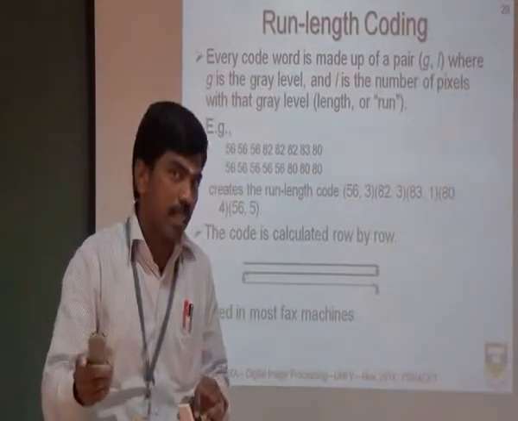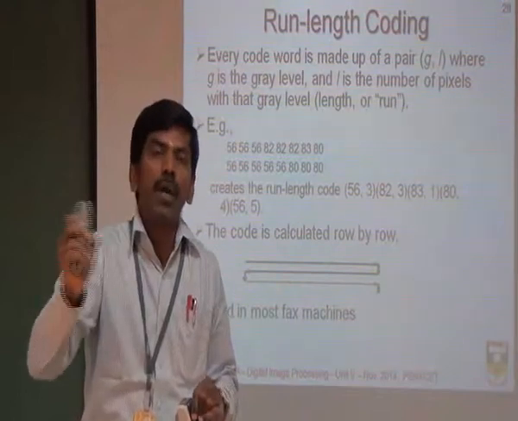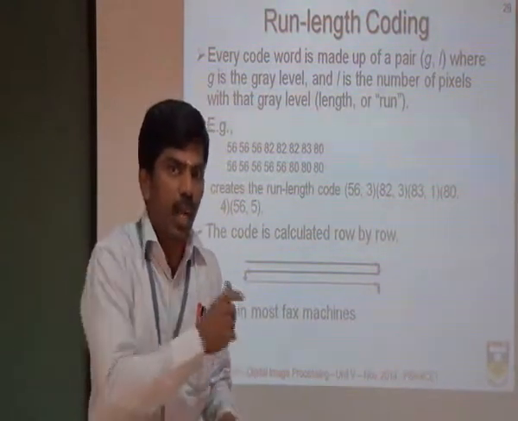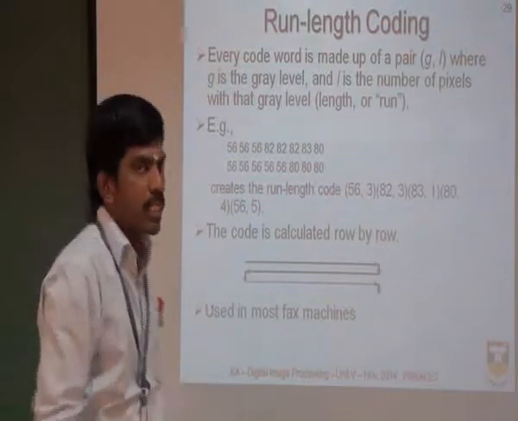That name indicates run length: how many times the corresponding number is running. So that is run length code. Generally run length code can be represented as (G, L).